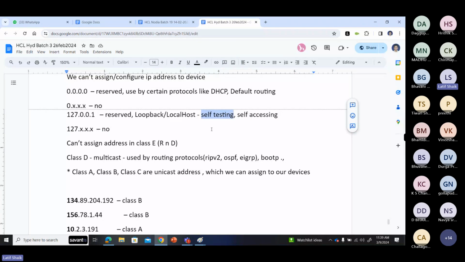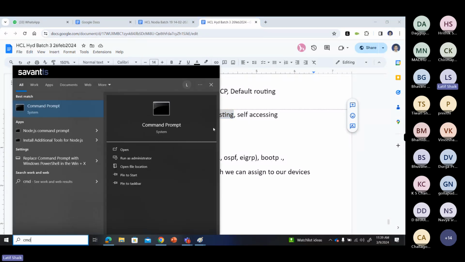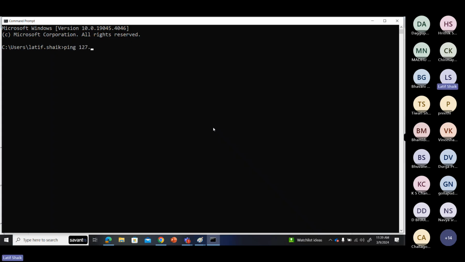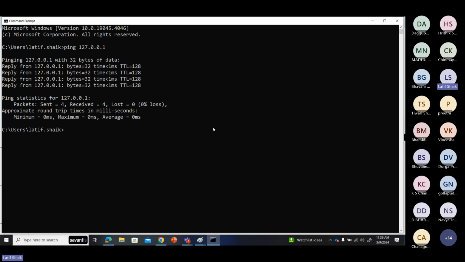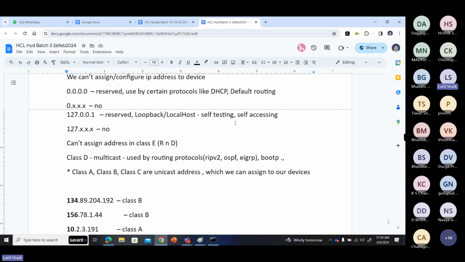It is for self-testing. I'm pinging 127.0.0.1 to make sure that my TCP/IP service is running. So I'm testing myself, not pinging any other system. 127.0.0.1, the loopback address, is like a myself address. Remember that concept: self-testing, self-accessing. And of course, the entire 127 series is not assigned.